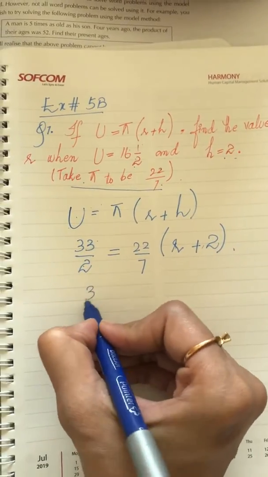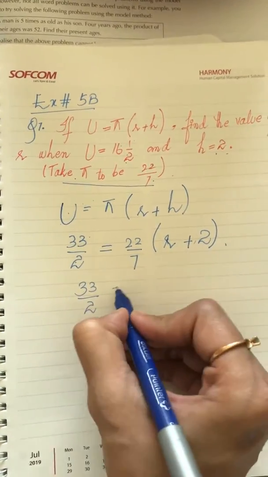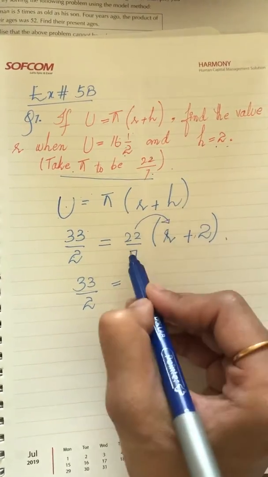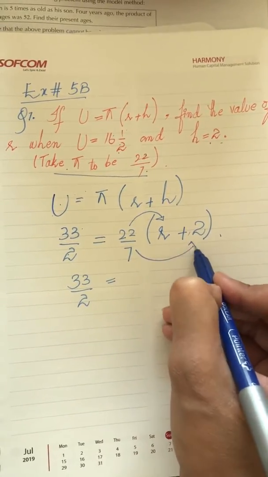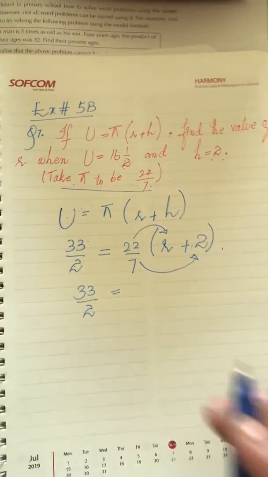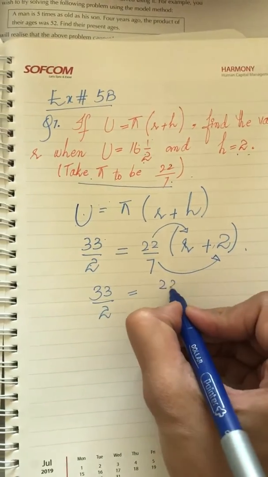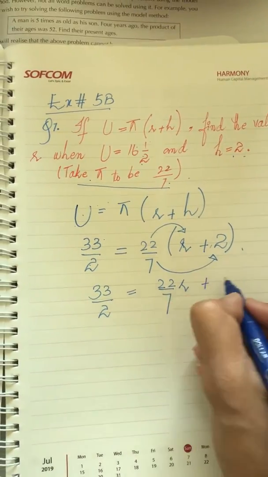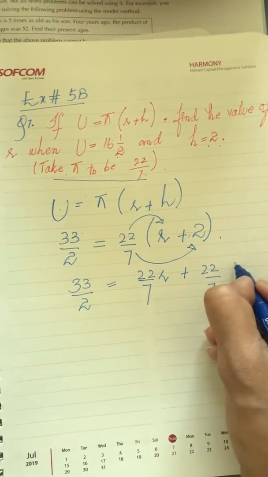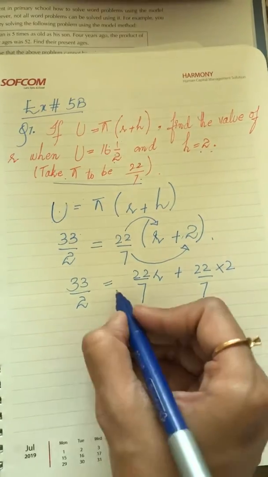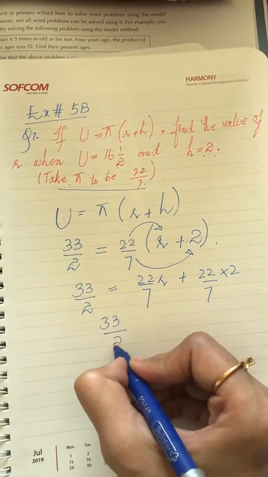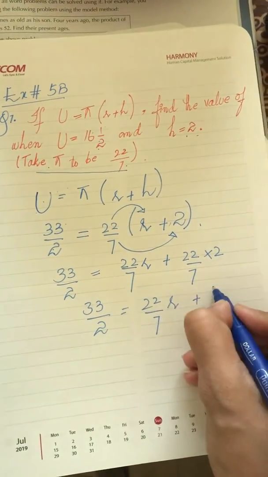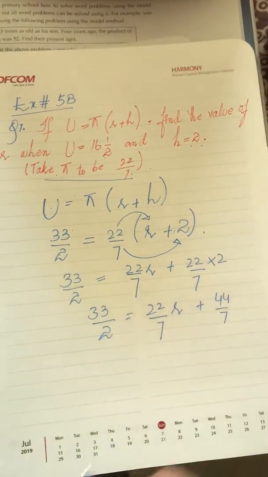Okay, now what are we going to do? We are going to solve. We are going to simplify. We are going to apply the distributive property over here. This 22 over 7 is going to multiply with this r, and this 22 over 7 is also going to be multiplied with this 2. The distributive property is going to be applied over here. Good. Now we're going to solve it. 22 over 7, that is r, plus 22 over 7 multiplied by 2. Yes. Now 33 over 2 is equal to 22 over 7 r plus 44 over 7.